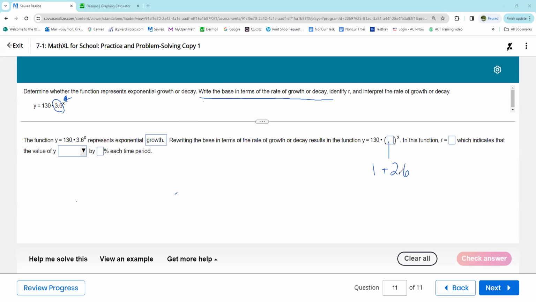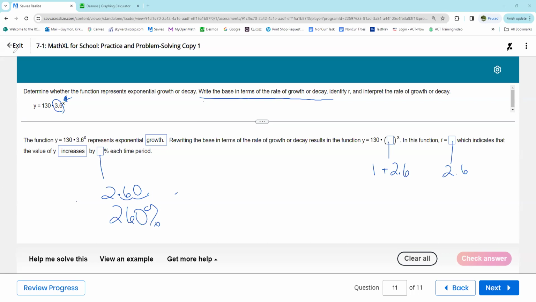And then my rate here indicates the value of y is increasing. So is the 2.6. And then that means the value of y is increasing. And the percent here, if we're talking about 2.6, that's 260%. It's multiplying it by 100, so you move the decimal over 2 places if you're making it into a percent. Let's see if those are all the answers that they were looking for. I believe that's what it is.